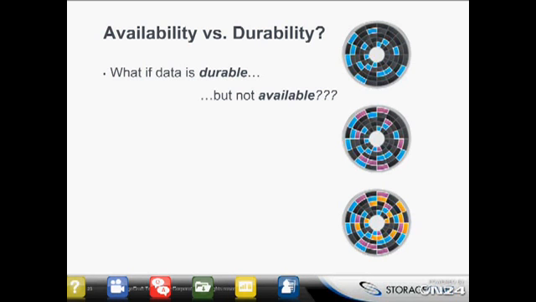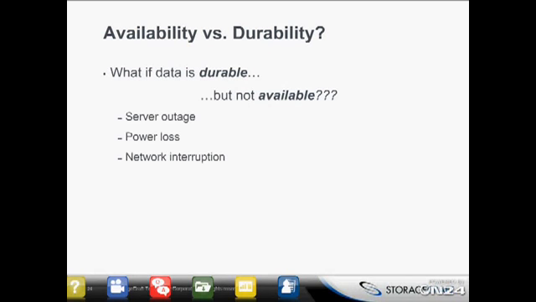In each of those cases, the data is on my systems. It's there. It's just that it's not accessible. And that becomes a problem to how I'm running my business, to my business continuity. This is where high availability fits in. Now, what if the data is durable, but it's not available? Well, as I mentioned, that's server outages, power loss, network interruption, any of these types of situations that can impact how available this data is.